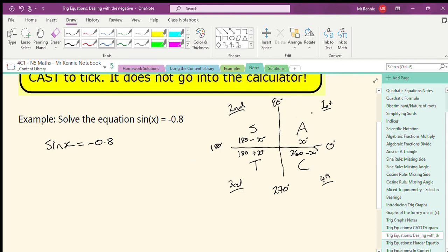So normally I'd be ticking all and sine, when sine is positive. However, sine is negative here. Therefore, I'm actually going to find my answer in the third quadrant and the fourth quadrant, the opposite two from what I would normally do.